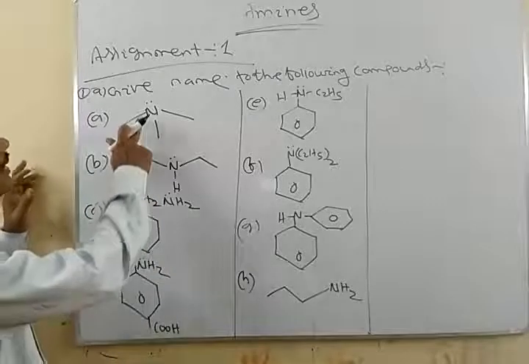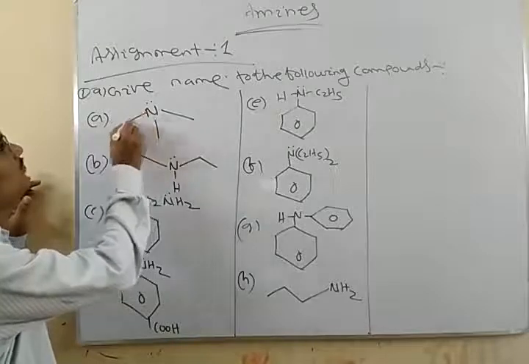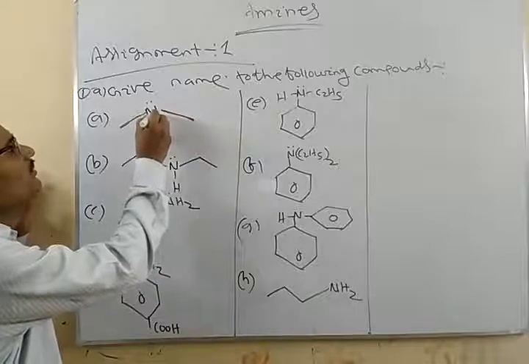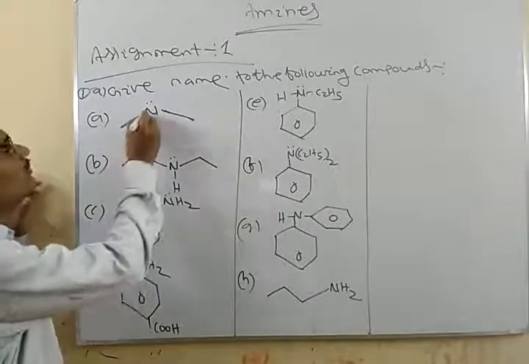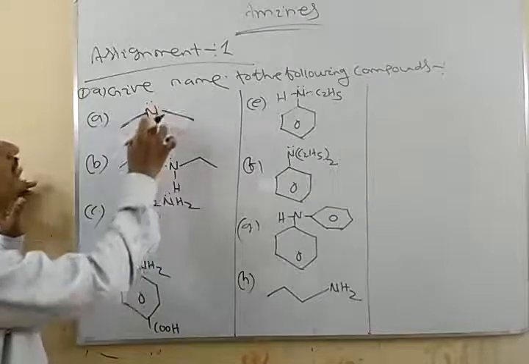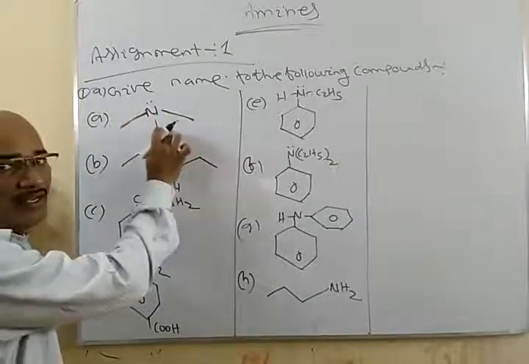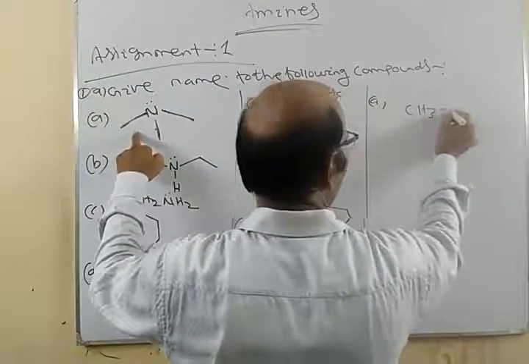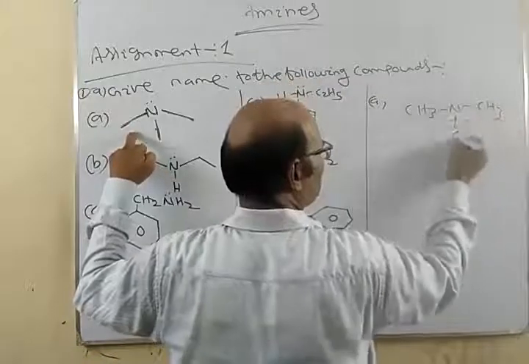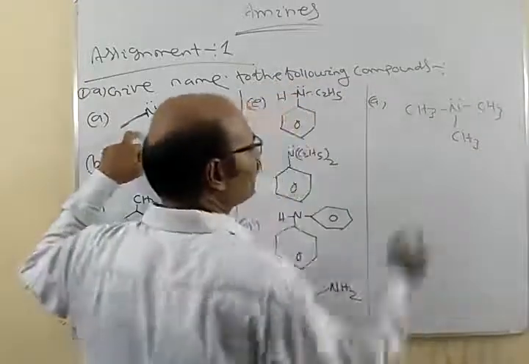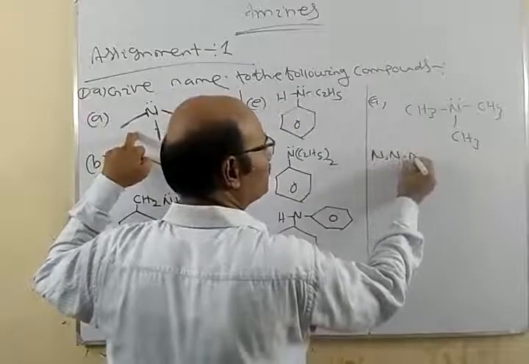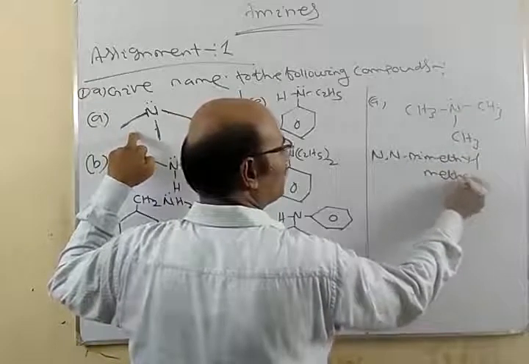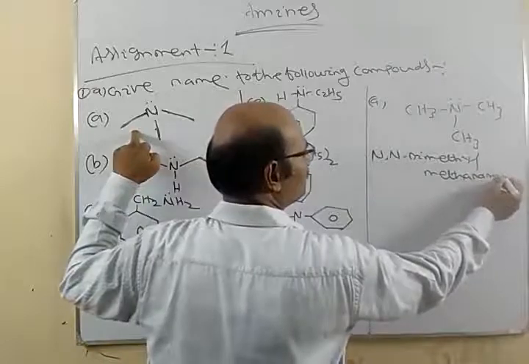This you see N atom. This is one methyl, and methyl. So what do you say? N methyl and again N methyl, methanamine. So what you can say? N,N-dimethyl methanamine. This I can write as CH3 N CH3 CH3. So what is this one? N,N-dimethyl methanamine. Okay.